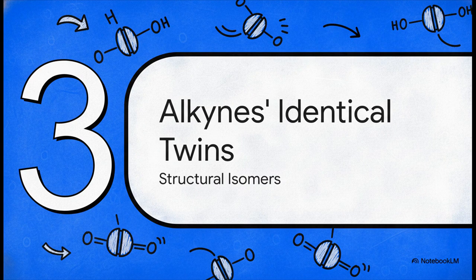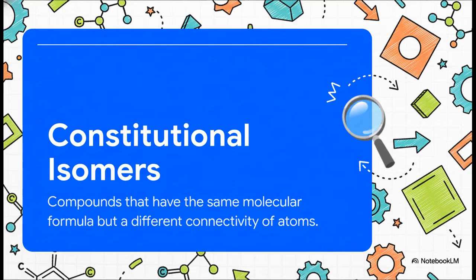Okay, now here's where building with molecules gets really interesting. What happens if you take the exact same set of atomic parts, but you connect them in a totally different order? Well, you get molecules that are kind of like identical twins, but with different personalities. We call these isomers. And this is the key idea right here.